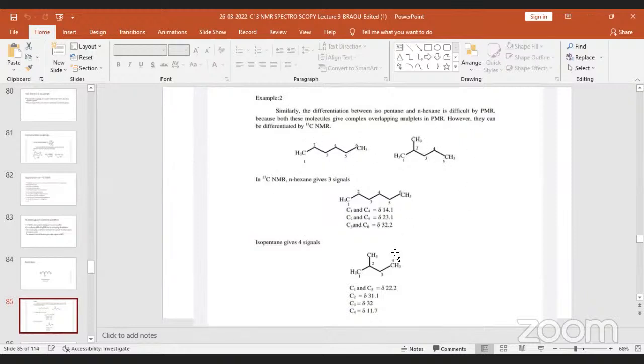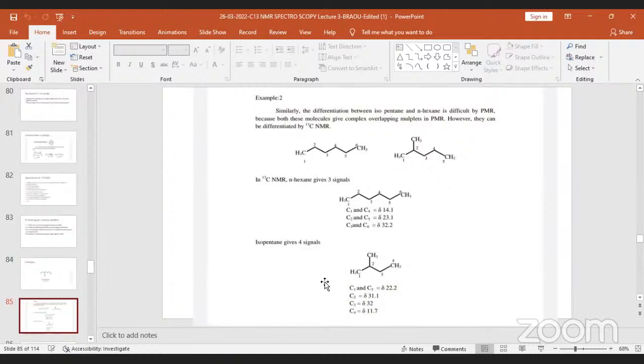Similarly, the chemical shift values also I have given you. See C1 and C4, not C4, it is C6. That is a print mistake. You check in your books also. This is taken from the book only. So you just correct it: C1 and C6 are same, C2 and C5 are same, C3 and C4 are same. Actually, interchange: 6 should go there, 4 should come here.